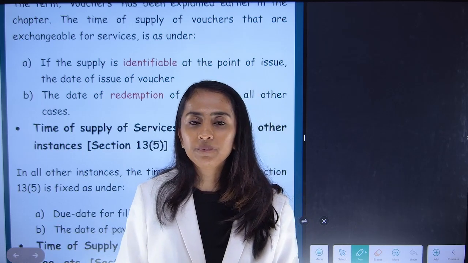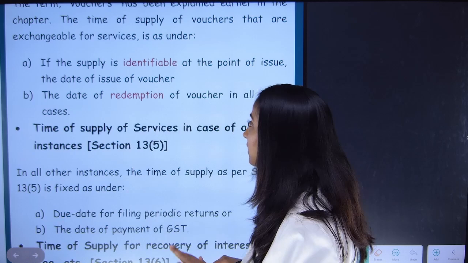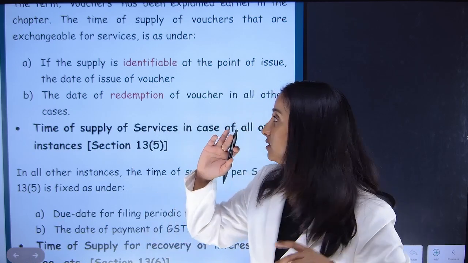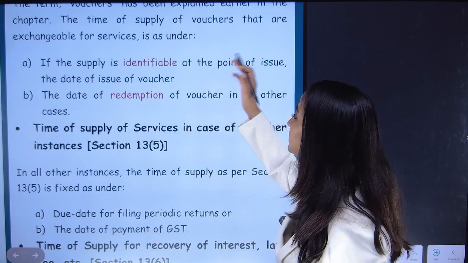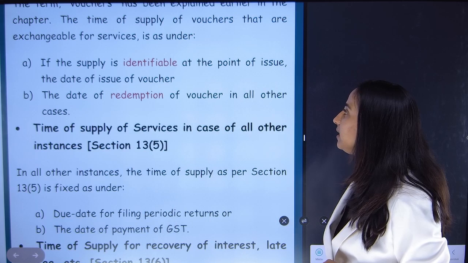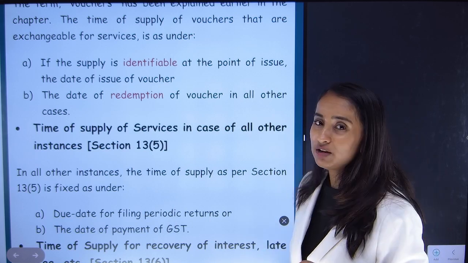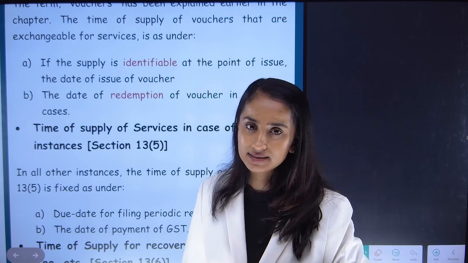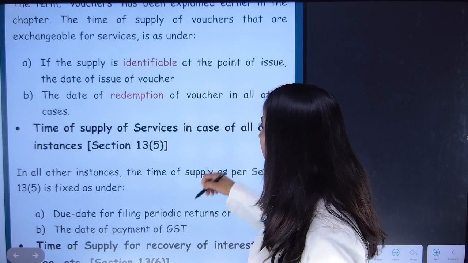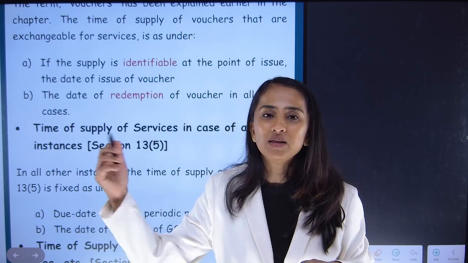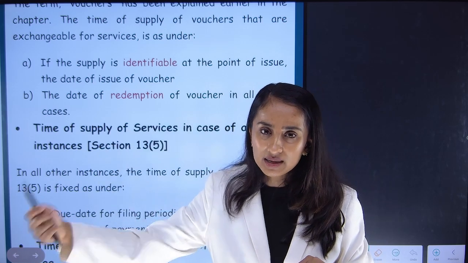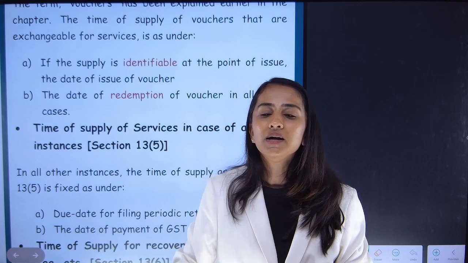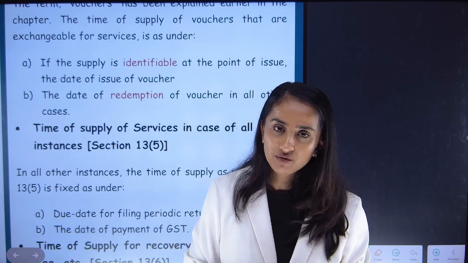So there are two conditions. One is that the supply is identifiable, the second is that the supply is not identifiable. If the supply is identifiable, then at the point of issue, whenever you are issuing the voucher itself, you will have to tax that. But if the supply is not identifiable, the date of redemption, when the person actually goes, redeems the voucher and uses it, will be the time of supply.